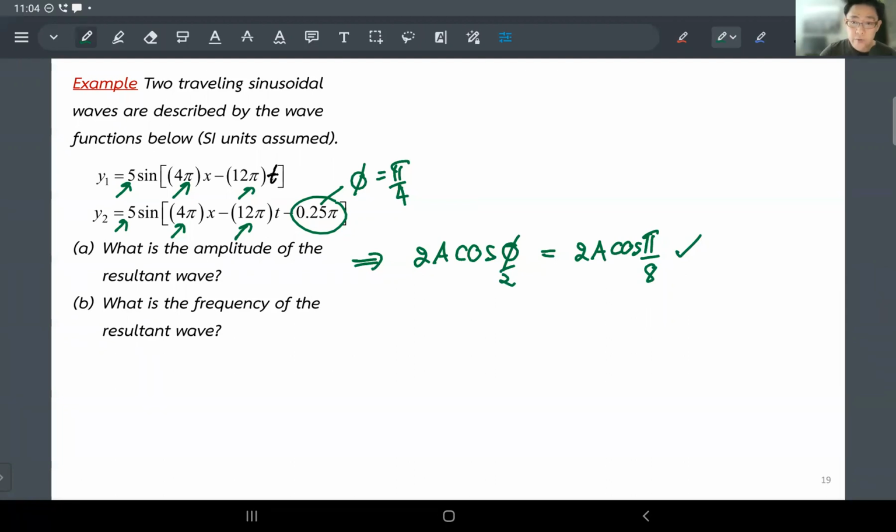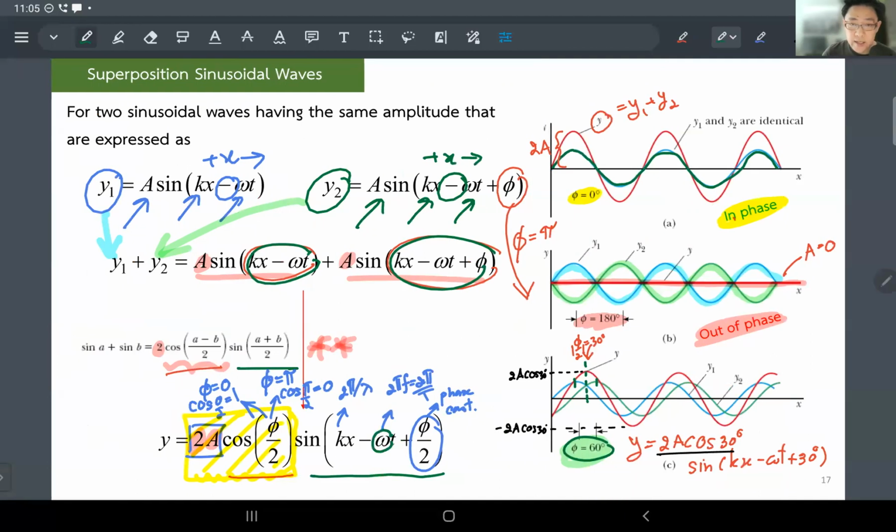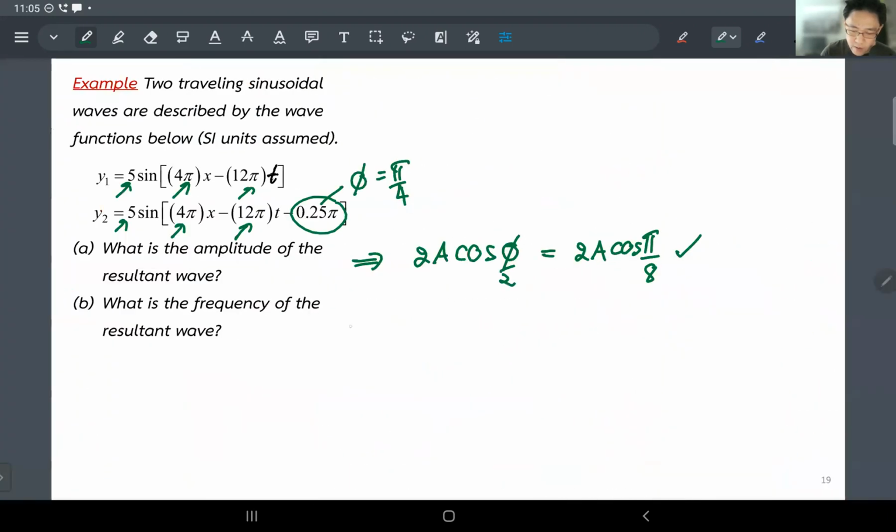What about the frequency? We already discussed this. We said whenever you have waves with the same frequency and you combine them, the frequency will not change, because they share the same frequency. If you look back at this one, you can see the omega that we got from the summation stays the same. The parameter in front of t is still the same parameter. So there's no change. Omega is still that number right here, 12 pi. And you are done.